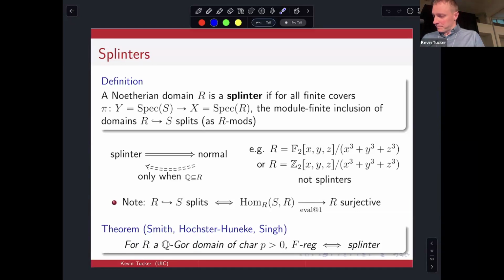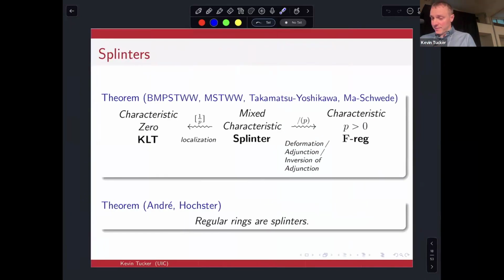All right, great. So again, here's the theorem. Splinters satisfy this package. So splinters in mixed characteristic satisfy the deformation properties to give you something F-regular in characteristic p, and inverse to give you things that are KLT in characteristic 0. That's the first theorem on this slide. The second theorem on this slide, you may have heard it before under another name. It's now known as the direct summand theorem, formerly the direct summand conjecture, and it also came up in Carl's talk.